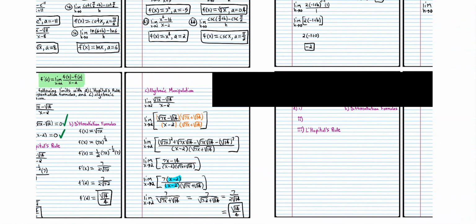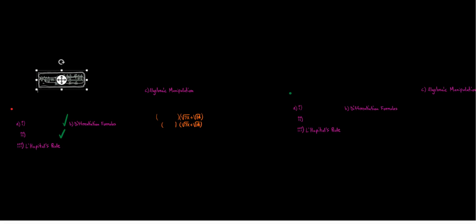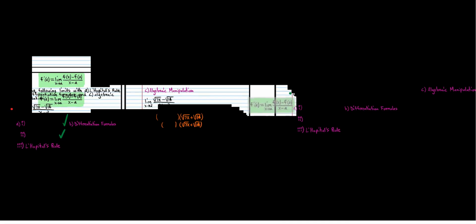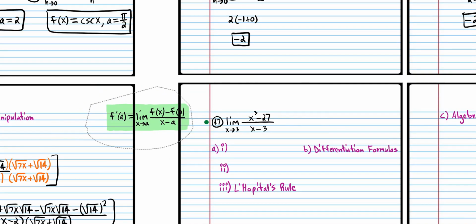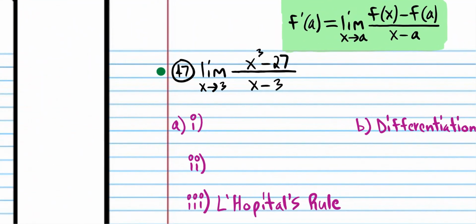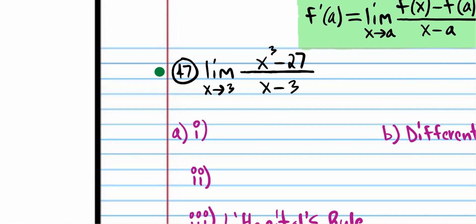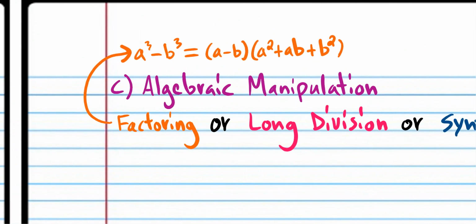For the next problem, you're going to use the green formula as a reference, so I'm going to paste that. And you can use that here. Now, when you use algebraic manipulation, you're going to have to deal with this expression. It's the difference of two cubes. You can factor using this formula.